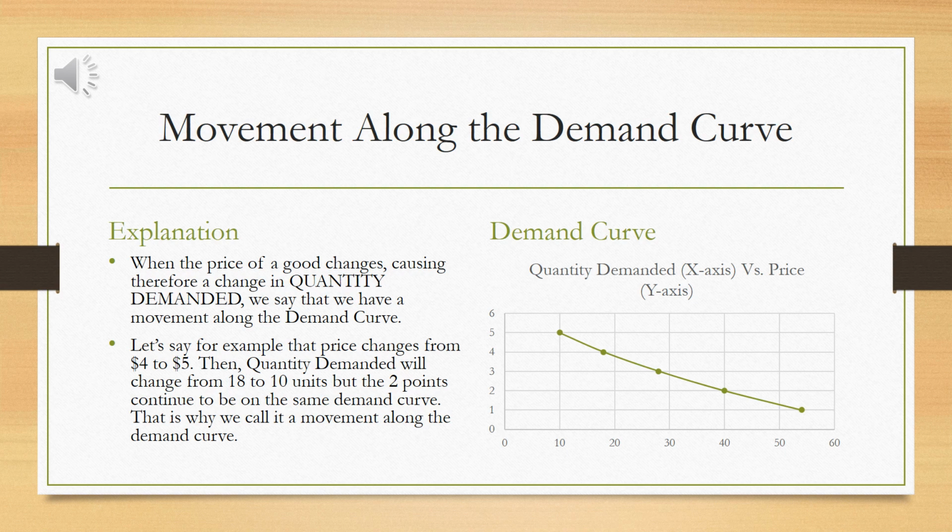When the price of a good changes, causing therefore a change in quantity demanded, we say that we have a movement along the demand curve. Let's say, for example, that price changes from $4 to $5. Then, quantity demanded will change from 18 to 10 units. But the 2 points continue to be on the same demand curve. That's why we call it a movement along the demand curve.